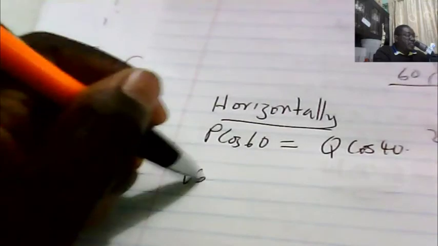Using the resolving method, this hasn't been asked, but I just want to show you how you can use the resolving of vectors method to find that. So this is 60 degrees, this is P, this is Q, and then this is 20 newtons. Now, if you resolve these horizontally, you have got P cos 60 degrees is equal to Q cos 40. And then vertically, you're going to have P sin 60 degrees plus Q sin 40 should equal 20 newtons.